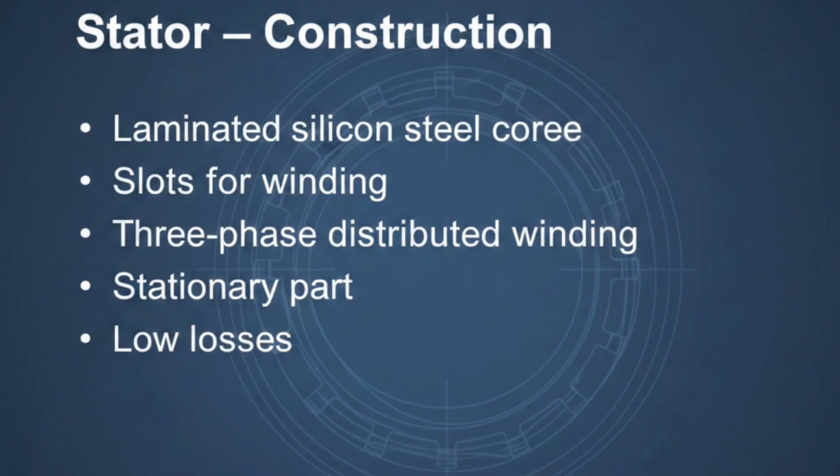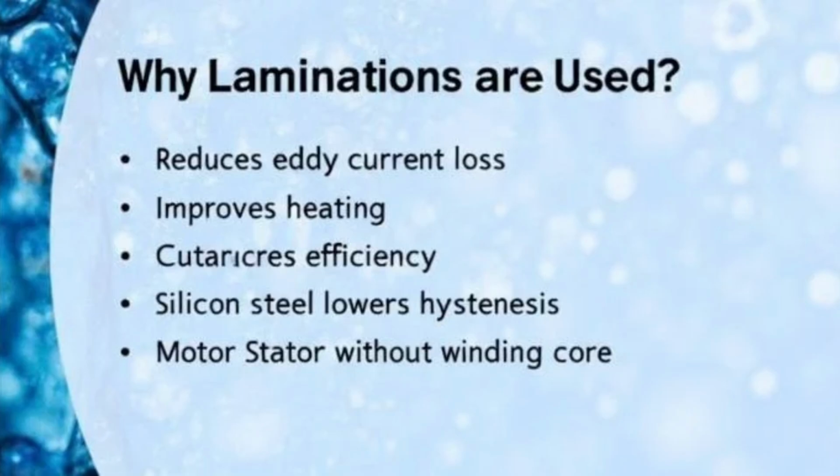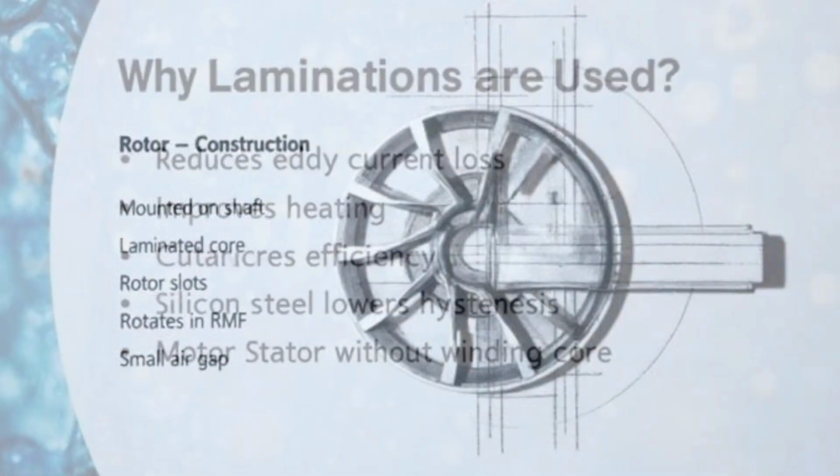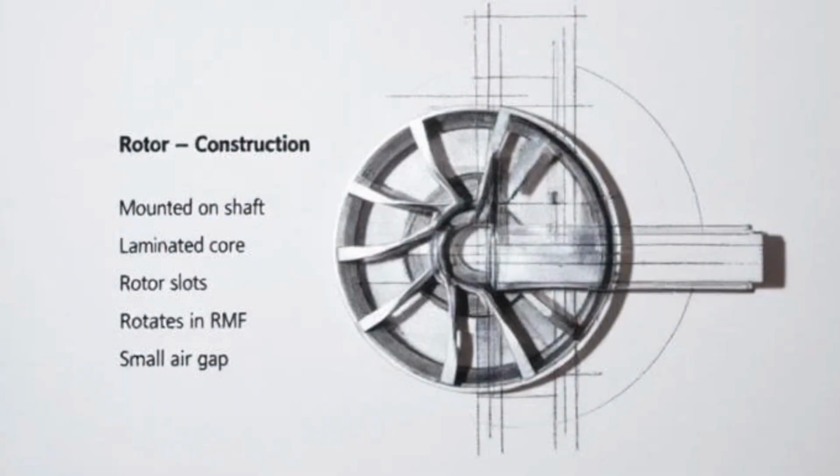The stator is the stationary outer part and is made of laminated silicon steel sheets with slots that carry 3-phase distributed windings. Laminations are used to reduce eddy current losses, minimize heating and improve efficiency, while silicon steel reduces hysteresis loss. Inside the stator we have the rotor, which is mounted on the shaft and also made of laminated steel. It contains rotor slots and rotates due to the rotating magnetic field produced by the stator.